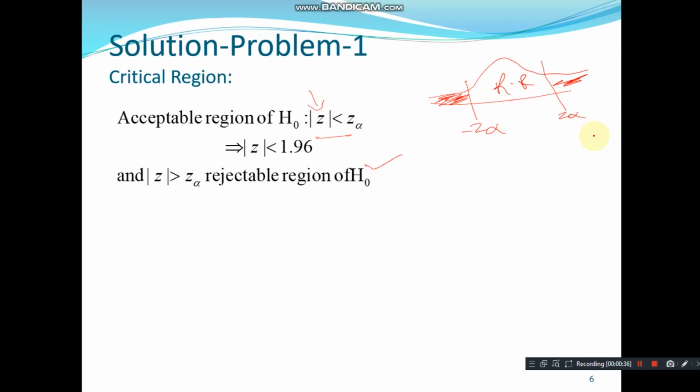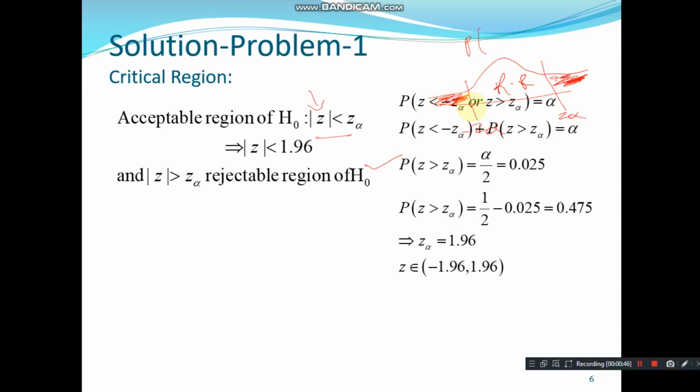For that we are using the shaded region. We know that this is the standard normal distribution and the shaded region is nothing but the probability. The probability that z is less than minus z alpha, plus the probability that z is greater than positive z alpha, is equal to the error alpha value. We separate that: z less than minus z alpha and z greater than z alpha give the alpha value. Here we have chosen alpha as 0.05.